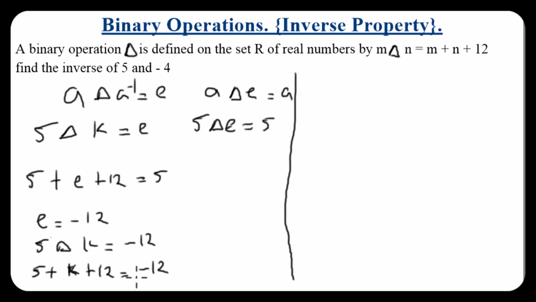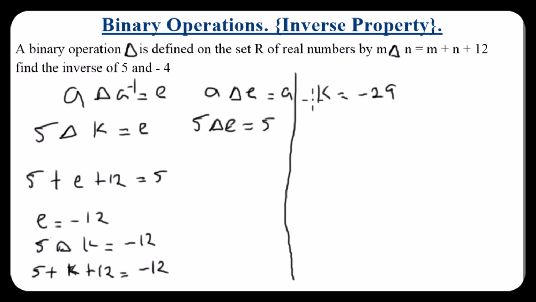Now I take 12 to the other side, I take 5 to the other side. So this becomes k. Now 12 is positive here, and if it goes to the other side, it becomes negative: minus 12 minus 12, that's minus 24. 5 on the other hand goes to the other side and becomes negative again, so minus 24 minus 5 gives us minus 29. So the value of k is minus 29. So what do I need to combine with 5 to give me the identity element under this operation? The answer is minus 29.